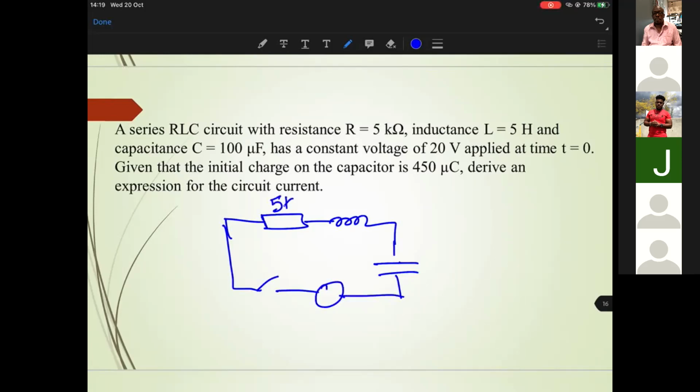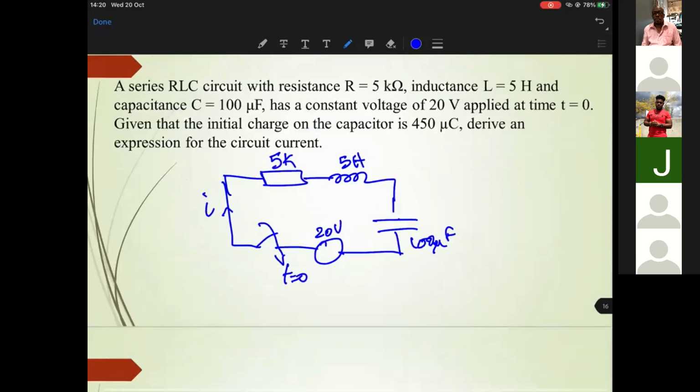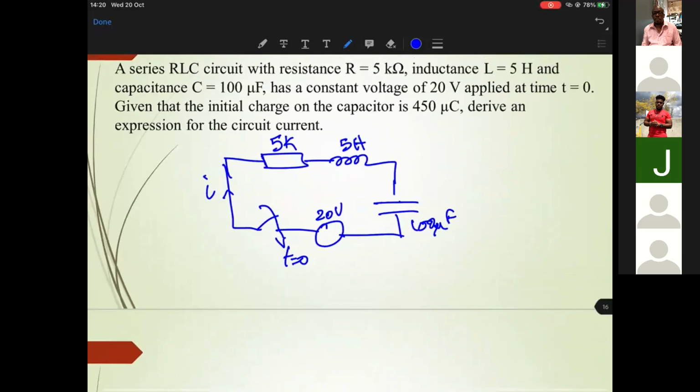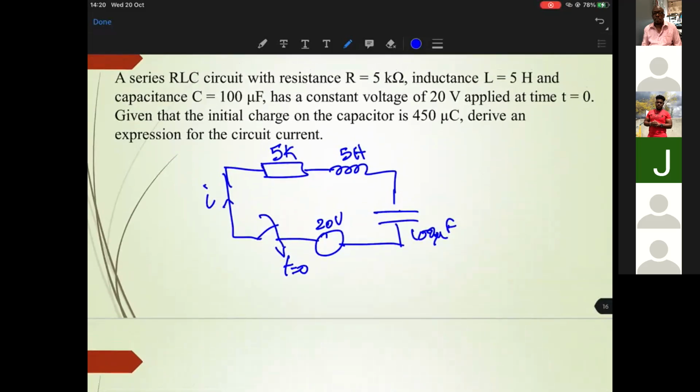So we have 5K, 5 Henry, and we have 100 microfarads. And here I have 20 volts, and I am closing the switch at T equals 0. I want an expression for the circuit current. So now that I have my circuit, where do I go from here? Mr. Gordon, you can only tell me to draw a circuit? Where do I go from here?